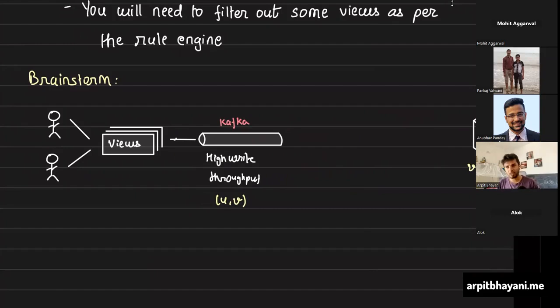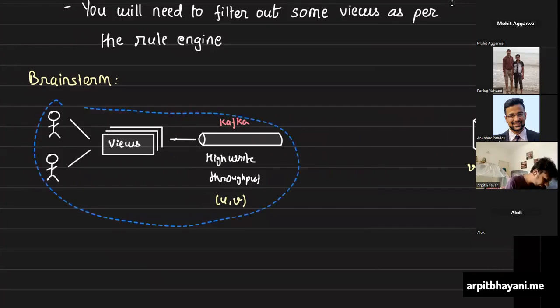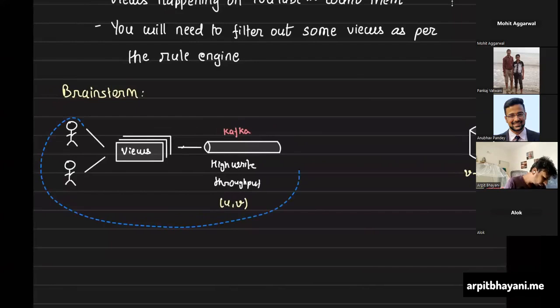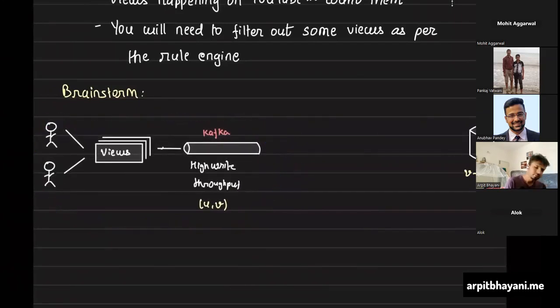You have now all the views in Kafka. I'm not sure what kind of APIs this rule engine provides, but given a set of video IDs and this meta information, let's say 10 of these messages, that JSON thing you pass to the rule engine, it says out of this, consider these 2.